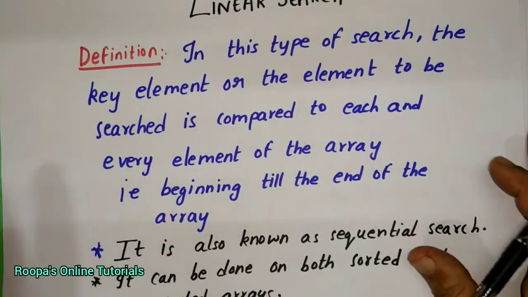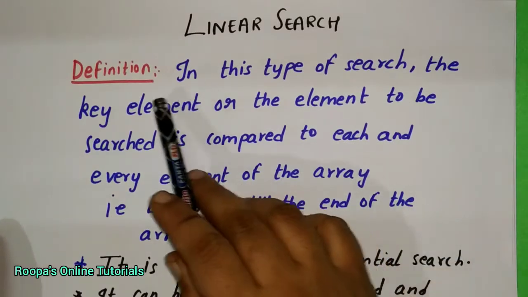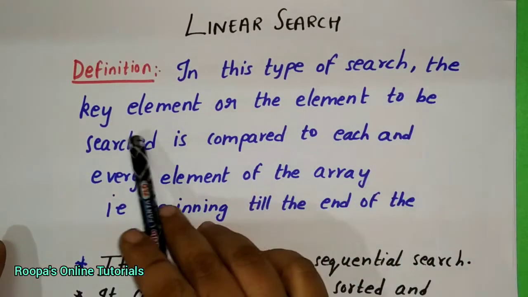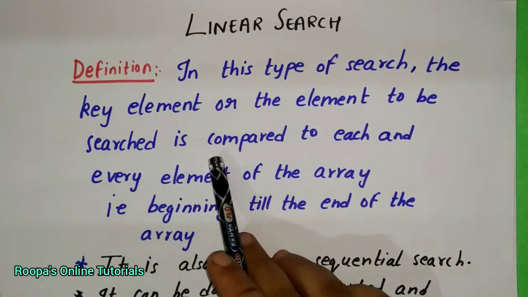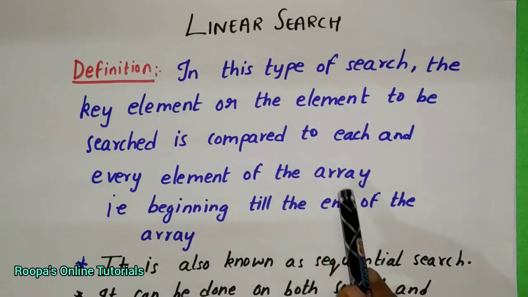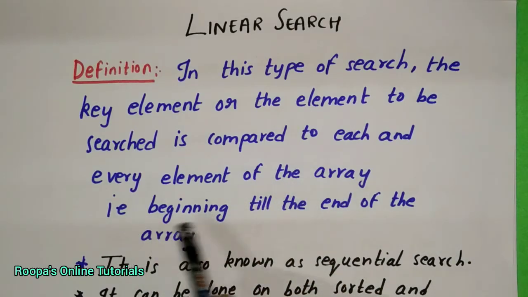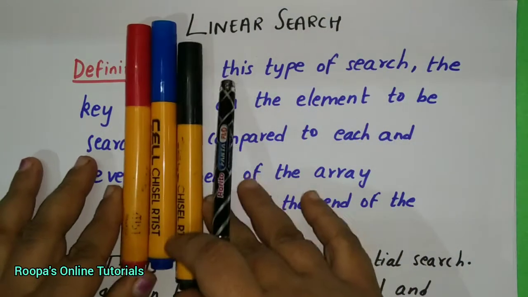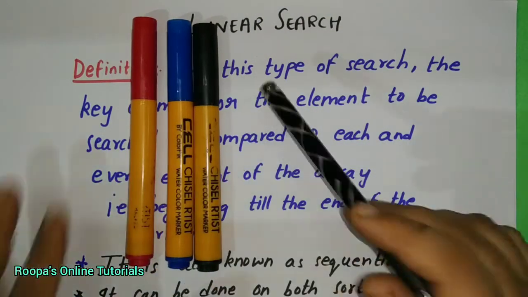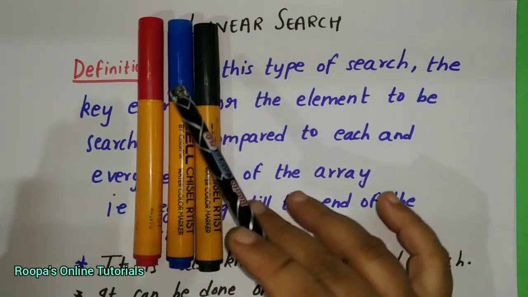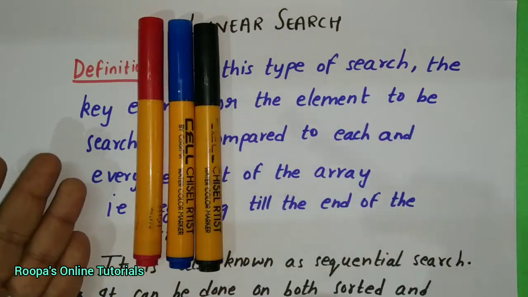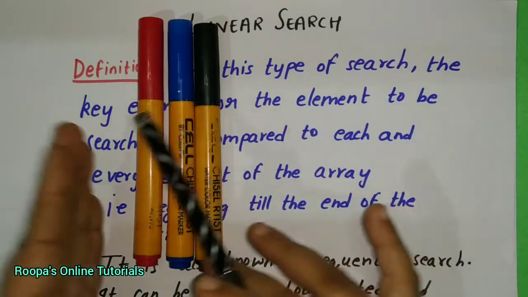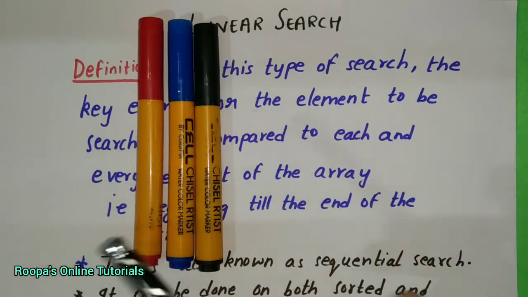So what do you mean by linear search? The linear search definition is given here. In this type of search, the key element, or the element to be searched, that means the search element, is compared to each and every element of the array, from the beginning till the end of the array. Here I have taken three colored pens: red, blue and black. Now let us say that I have to search for the blue color pen in this. So I'm going to take the search element, the blue color pen.